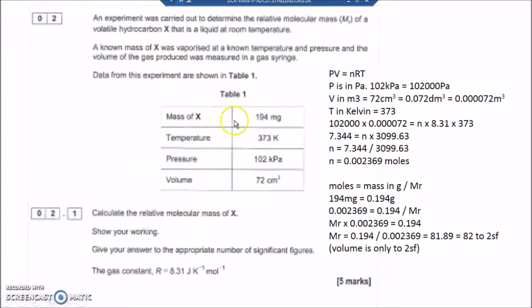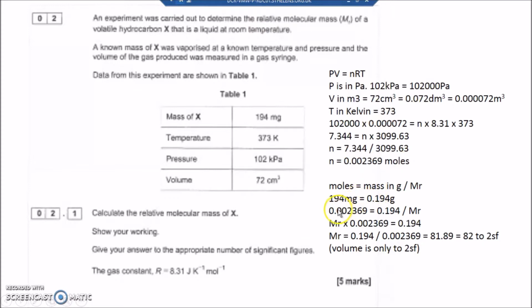I now know the number of moles of gas X. I've been given the mass, so if I've got moles and mass, I must be able to work out MR, and that's what you're asking for. So moles is mass in grams divided by MR. I've been given mass in milligrams. To convert milligrams up into a larger unit of grams, I've got to divide by 1,000. So 194 milligrams divided by 1,000 is 0.194. So that's the number of grams.